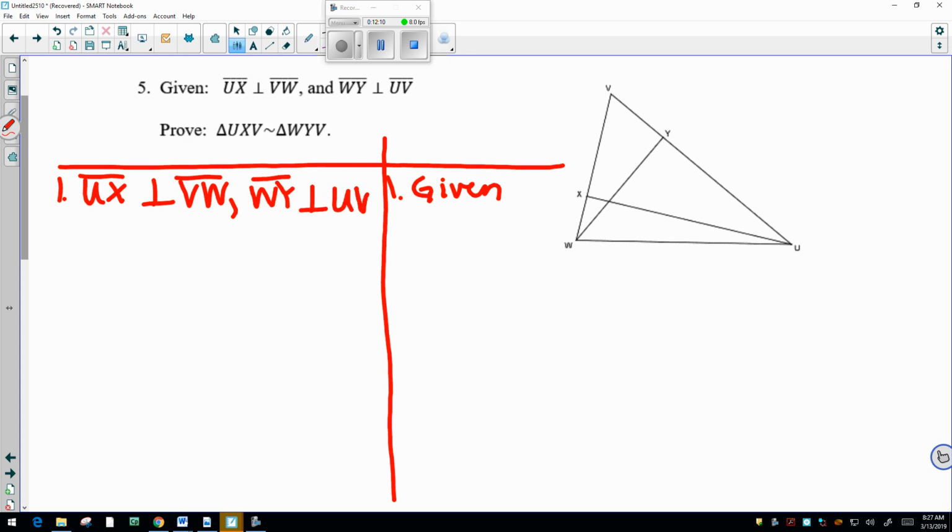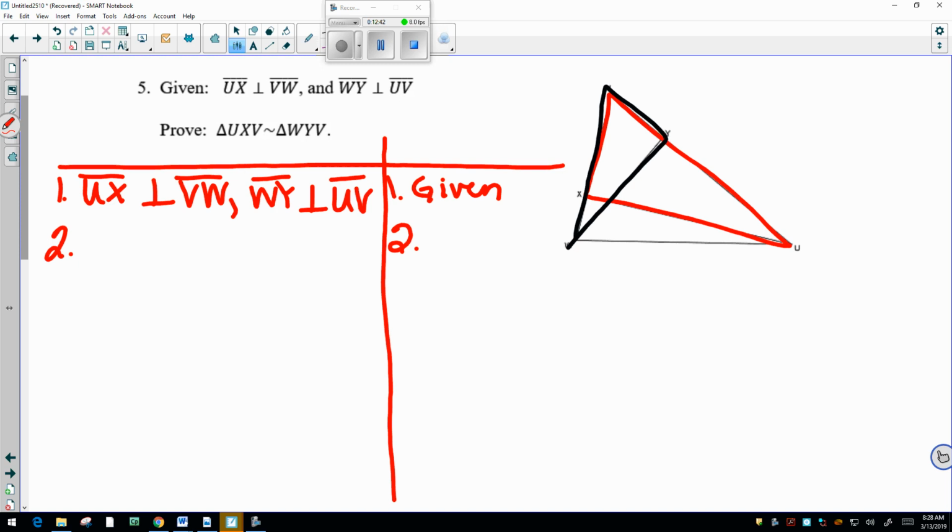So our given information right now is telling us that we have some perpendicular lines. And what we're trying to prove, it's always a good idea to know what you're proving, is triangle UXV, so this one here, is going to be similar to triangle WYV. And what we've been given is the fact that we have perpendicular lines.